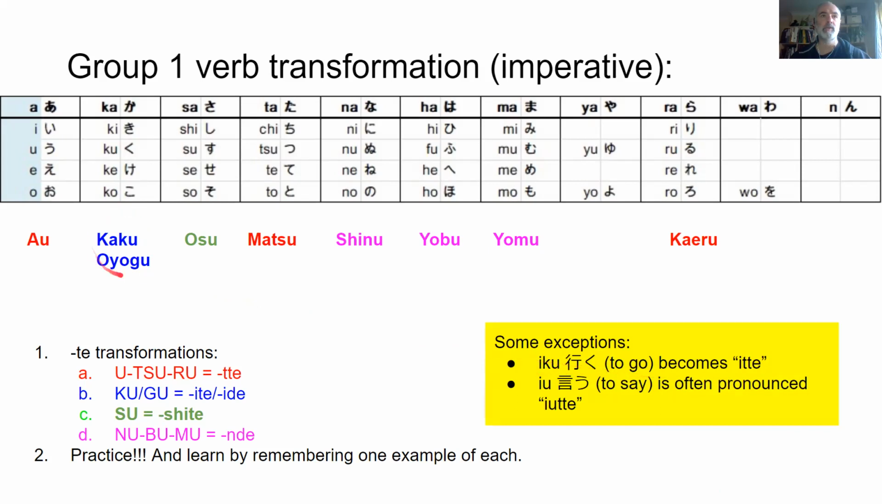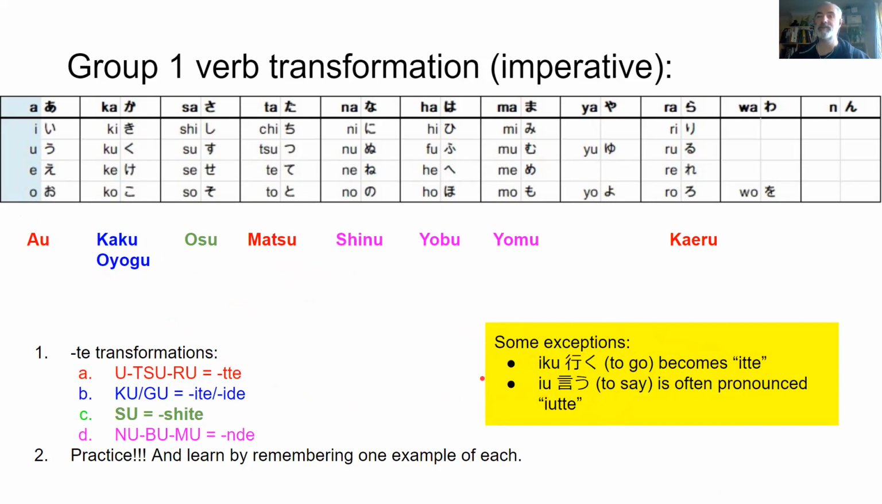Now you'd think that iku, being in this column, would become ite, because the ku becomes ite, but actually this is pronounced itte, itte. And sorry, there's another exception as well. Not exactly an exception, it's a different way of saying it. You say would normally be written as iu, itte. So it sits in this column here, iu, itte.